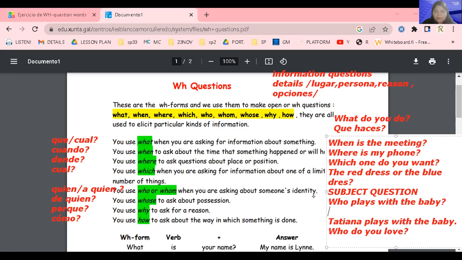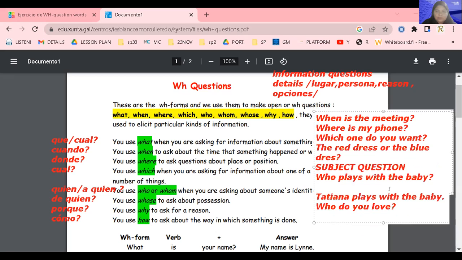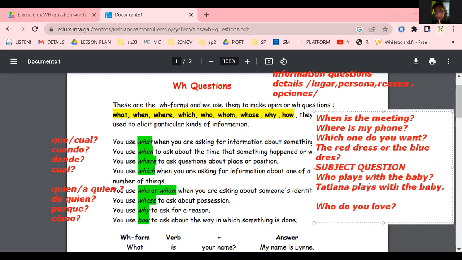Cuando yo me refiero a una subject question, estoy hablando de que yo estoy preguntando por la identidad de esa persona. Yo quiero saber quién hace tal cosa. ¿Quién hace la acción de jugar? ¿Quién juega con el bebé? Tatiana. Ahora, si yo digo acá, who do you play?